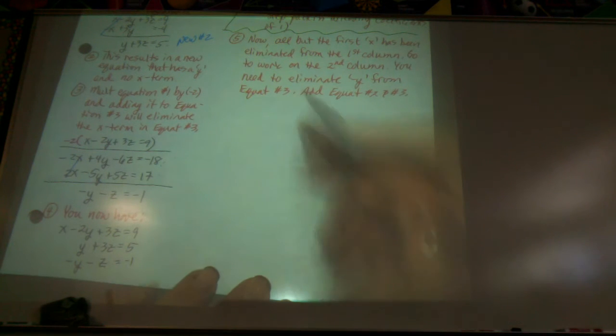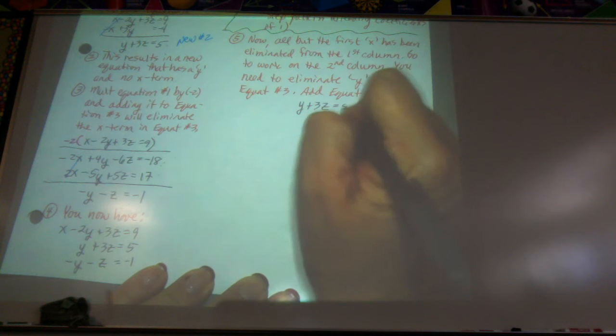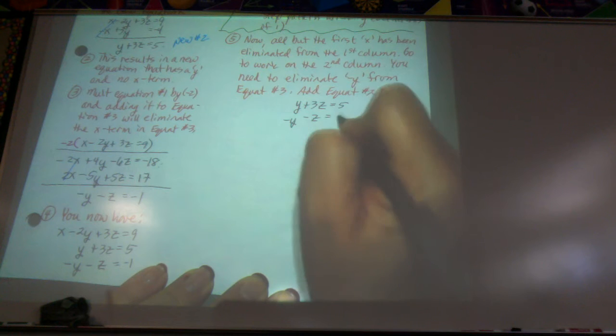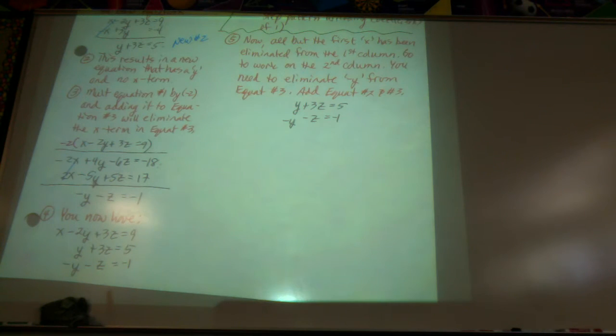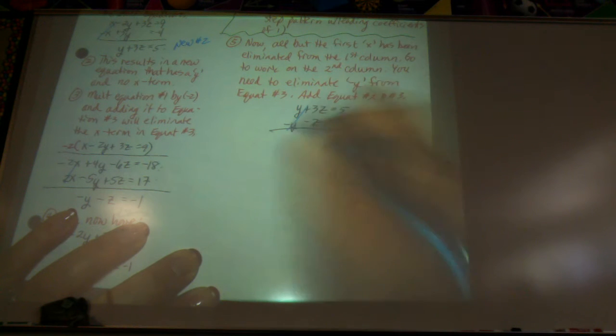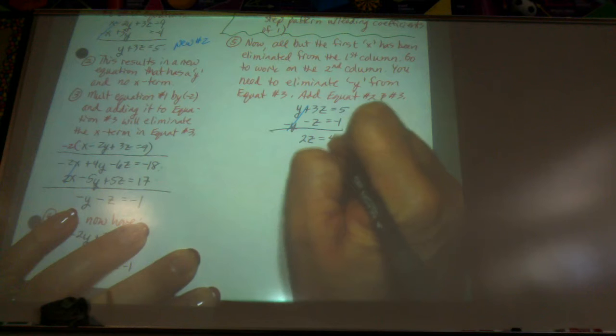So rewrite that. We've got y plus 3z equals 5, and negative y minus z equals negative 1. You're going to have to kill a tree tonight in your homework. Please use a lot of room. You might want to number your steps as you go so you don't confuse yourself. The more you write, the less likely you are to get lost in your work. So then if I add that system together, my y's cancel out, and I'm left with 2z is equal to 4.